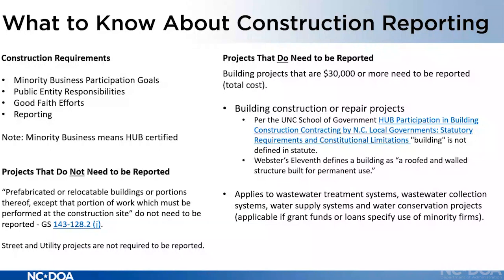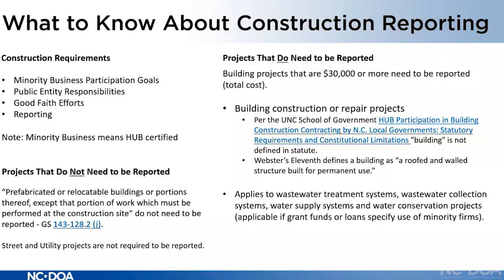Projects that do not need to be reported. Prefabricated or relocatable buildings or portions thereof, except the portion of work which must be performed at the construction site, do not need to be reported. This can also be found in 143-128.2. Street and utility projects are not required to be reported.